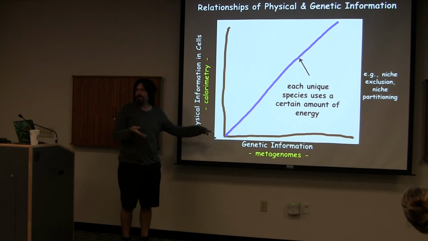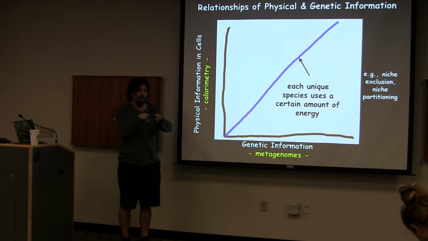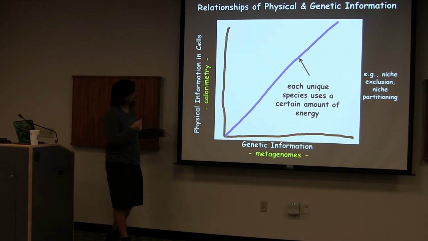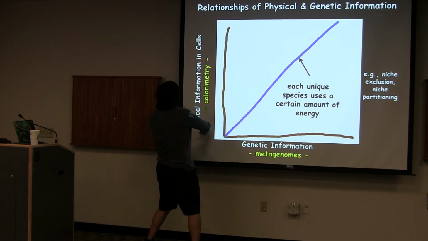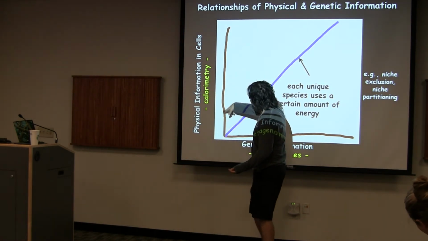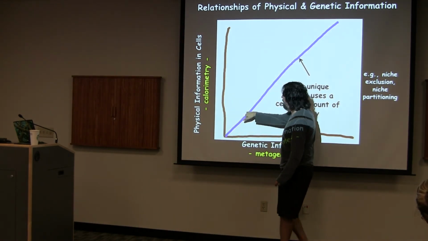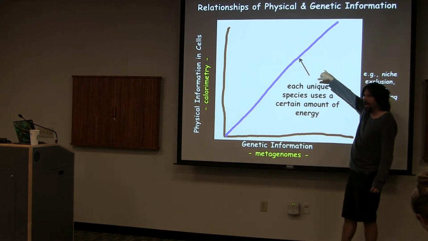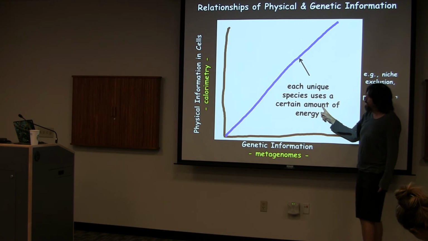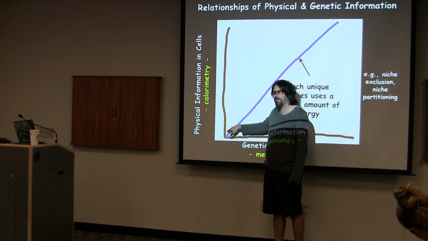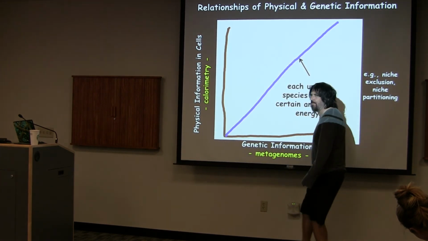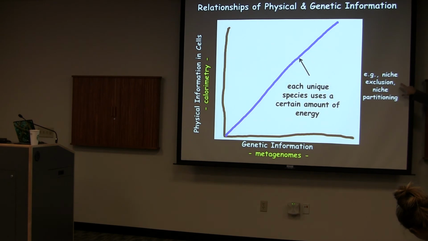That's why fluorescence stuff works. That's why you can do the FACS assemblies and get an idea of diversity and so forth. Remember, we talked about that before. Along this line, we've got physical information, which is what we can measure with calorimetry. Right here is the line of unity. What this would say is that every unit of species costs you a certain amount here. Make sense? This would be completely consistent with ecological principles like niche exclusion or niche partitioning.